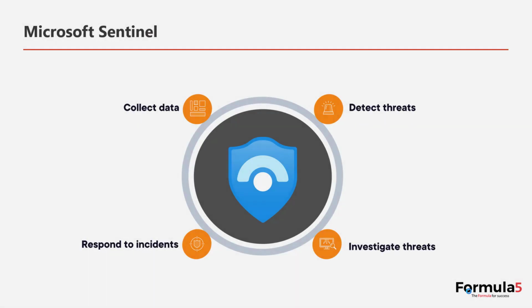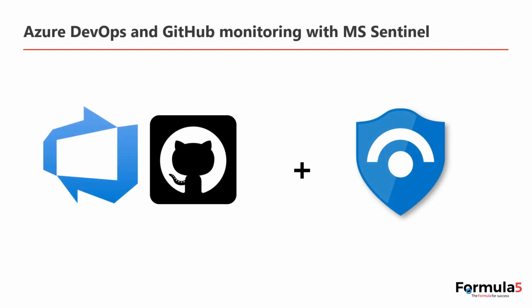So let's start. Before we jump into practical demos, a short reminder. With Microsoft Sentinel, we can collect data from many different sources, and then we can detect threats and also investigate them. Of course, we can use Microsoft Sentinel to also respond to security incidents. And I mentioned that we can collect data from many different sources, so why not collect data from Azure DevOps and GitHub? With such an approach, we can monitor those platforms and make sure that we have a comprehensive look into their security posture. So let's see how to do it.